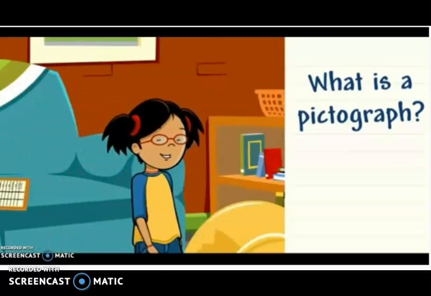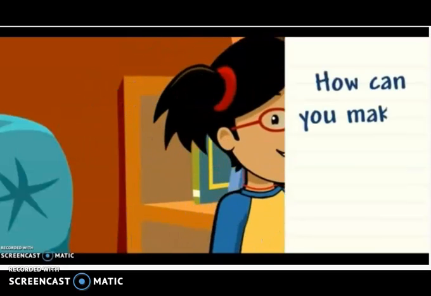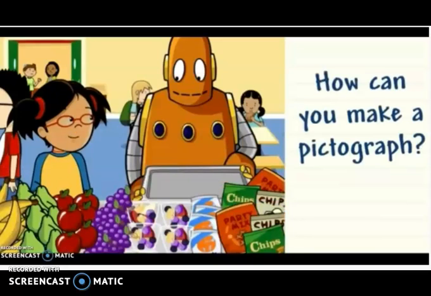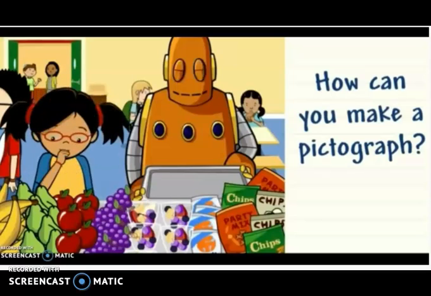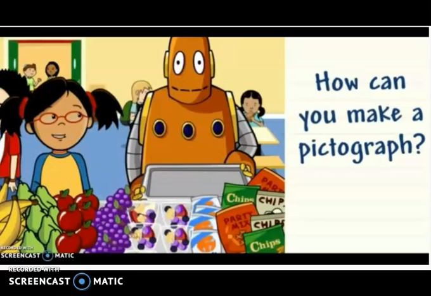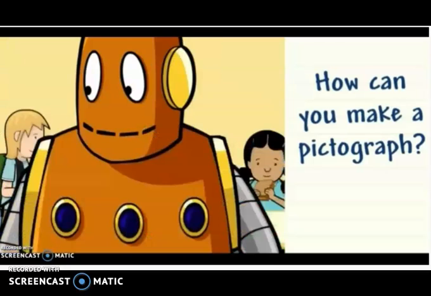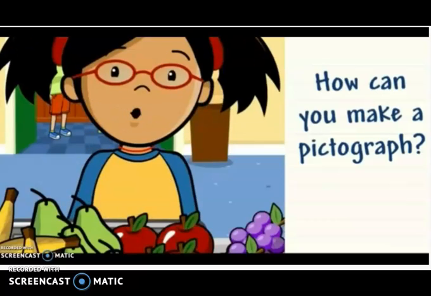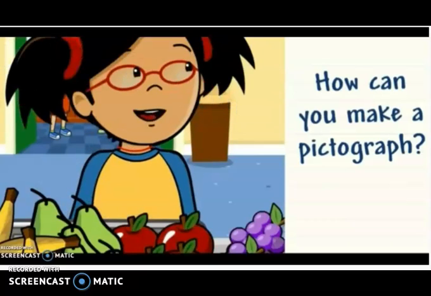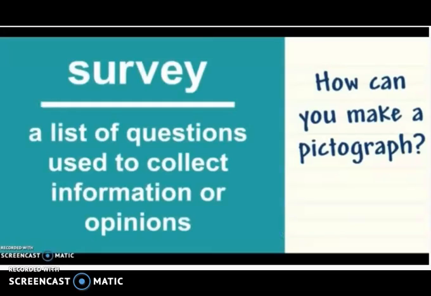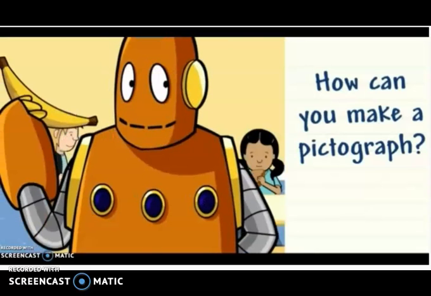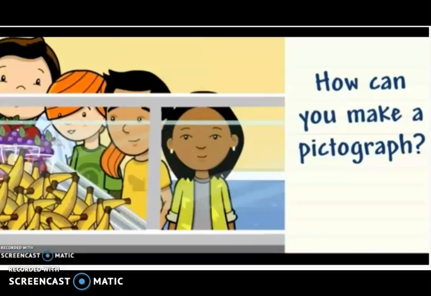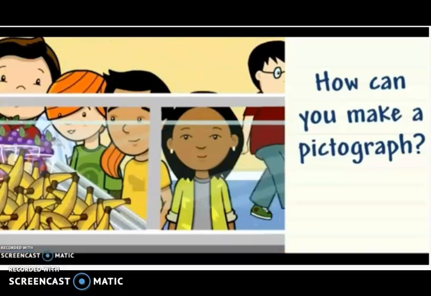Cool, it's lunchtime. How can you make a pictograph? I'm starving. Should I get an apple or a pear? Which fruit do you like best? Let's take a survey about what type of fruit people like best. A survey is a list of questions used to collect information or opinions. You like bananas the best. So do a lot of other kids.